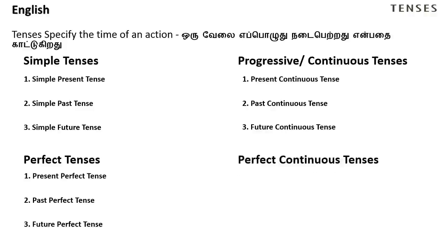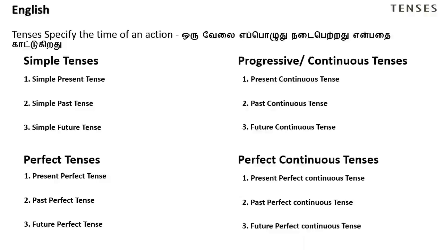Now there are many teachers who divide or categorize differently, but for a better understanding, I have just divided them into four. They are simple tenses, progressive or continuous tenses, perfect tenses, and then perfect continuous tenses. Okay, totally in active voice we have 12 tenses. Okay, let's look into each tense individually. First of all we are going to see simple tenses.